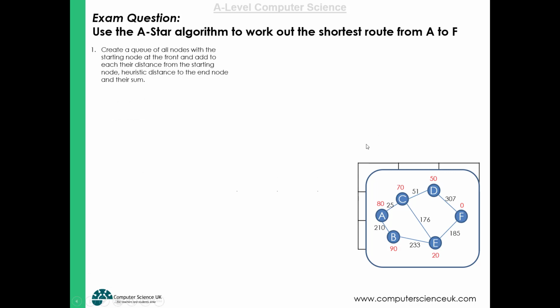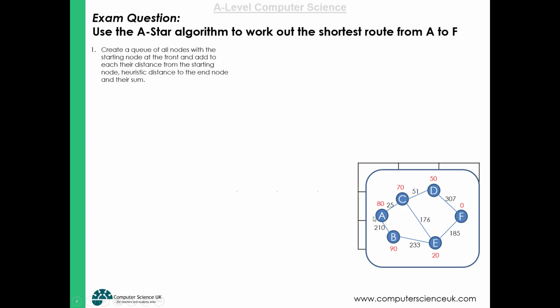So how do we do it? Well, like I said before, it is Dijkstra's shortest path algorithm with a few extras. So it's the same process that you would have seen in the previous video. We create a queue of all nodes from the starting node at the front and add each of their distances from the starting node, heuristic distances to the end node, and their sum. So those two extra points are extra things that we would add in the A-star when we're working out the shortest path using the A-star algorithm.